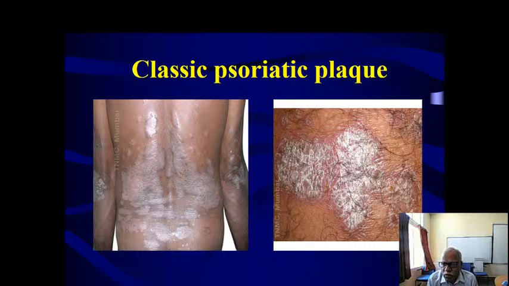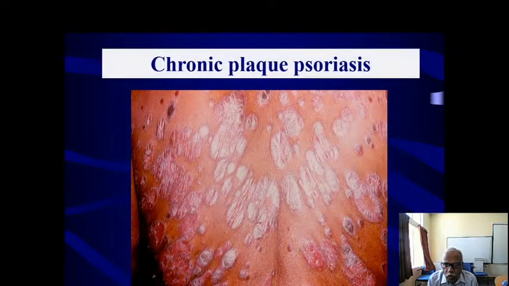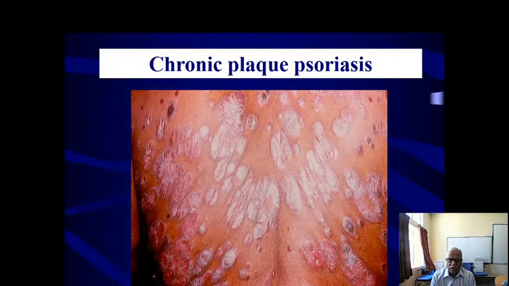And this is a close-up view, the second picture. So first there is hyperemia in the background, and it is surmounted by these chronic plaques and scales, and there are certain satellite lesions also there. So this is how chronic plaque psoriasis appears.